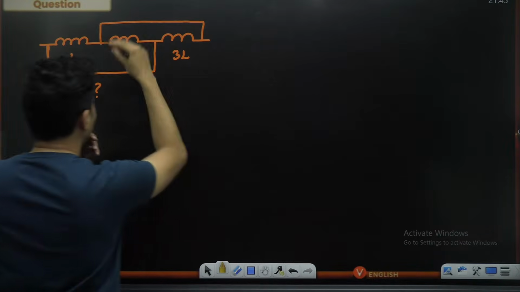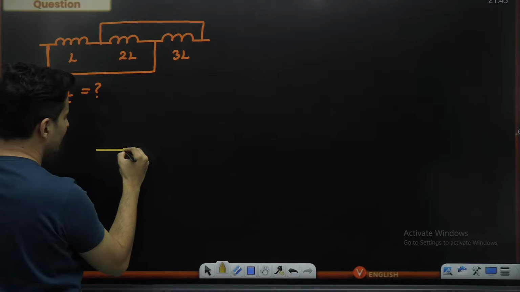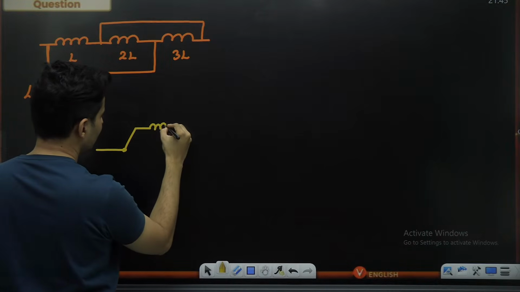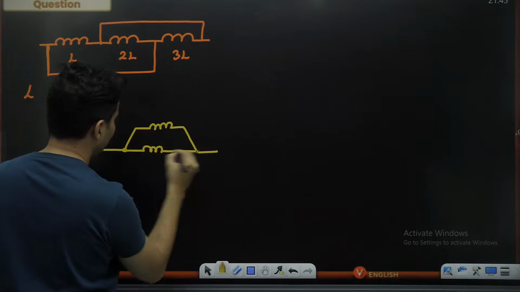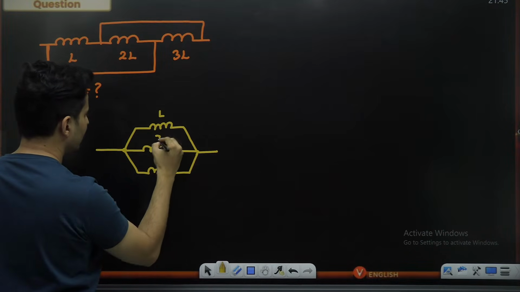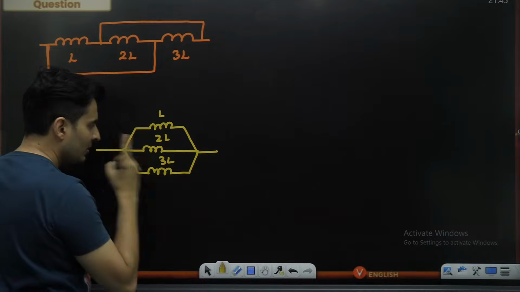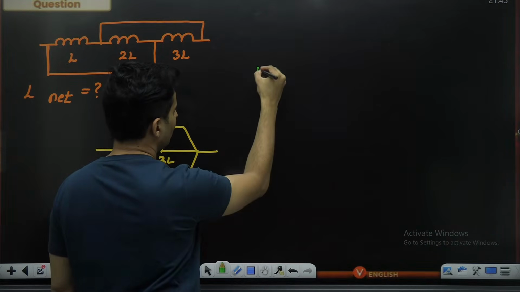These three inductors are actually in parallel. This is a disguised circuit. You have seen this in resistors also. So strictly speaking, this is one inductor here, another inductor here, and another inductor over here. This is L, this is 2L, and this is 3L. So now we can find out the net inductance using this formula.